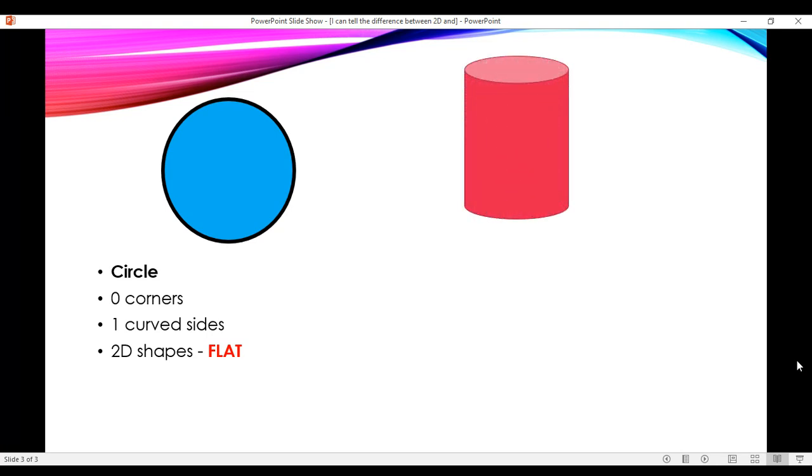Let's look at one more. I wonder what this shape is. Do you know what the shape is? What's the name? It's called a cylinder. Can you now think of how many corners and how many sides it has? This might be a tricky one. It has 0 corners and 2 flat sides, one at the top and one at the bottom, and one curved. It goes right around, one curved side.